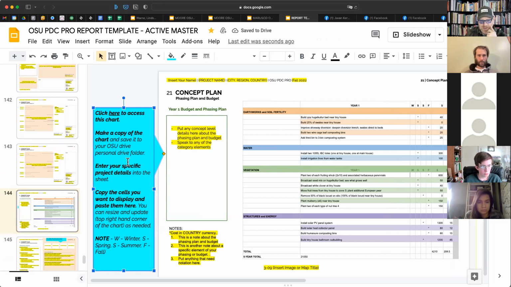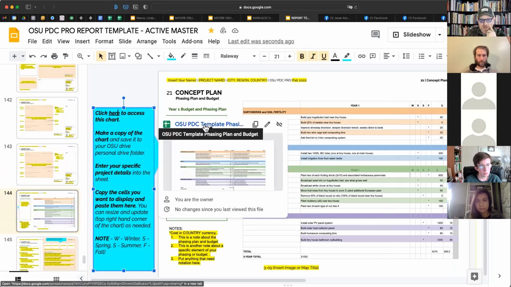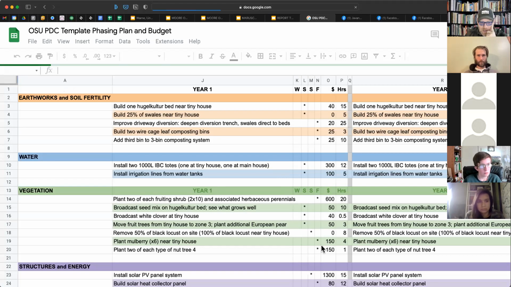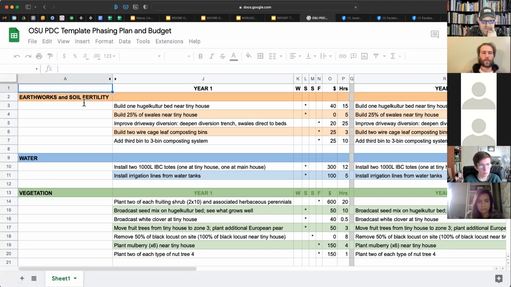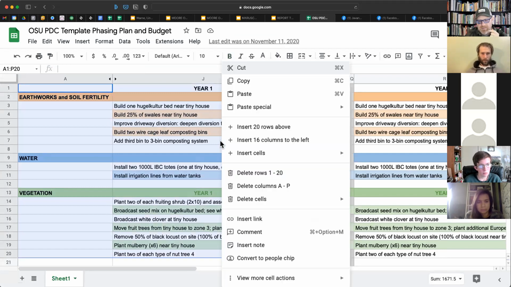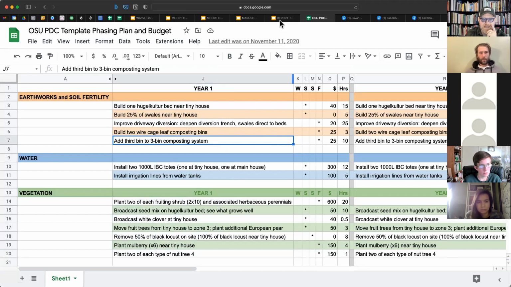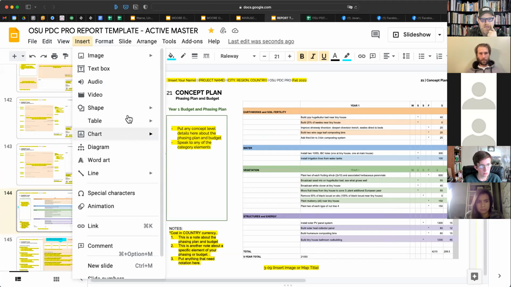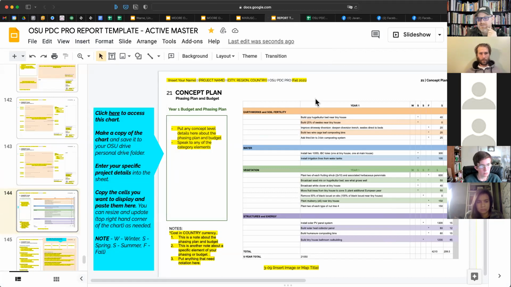So how this works is when you get to this chart and you make a copy of your own, you can copy the cells you want. So I could copy, let's say, from 1A to 20P, if that's the one I wanted. I command copy or right click copy, and then I go back to my portfolio and I right click paste or insert chart. And it's amazing. It just completely brings that information in. And if you change it on the chart, it changes in the slideshow. Amazing little piece of technology here.